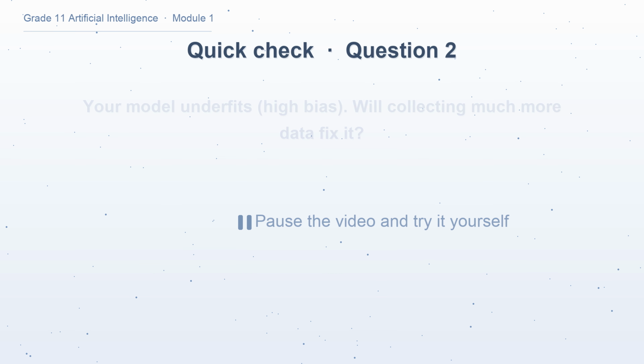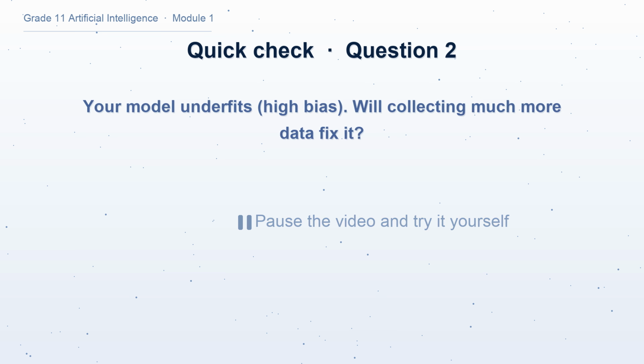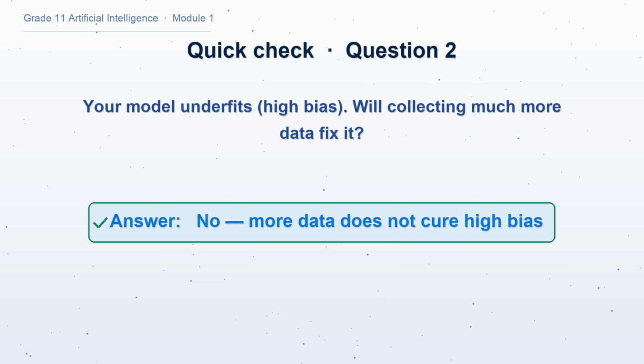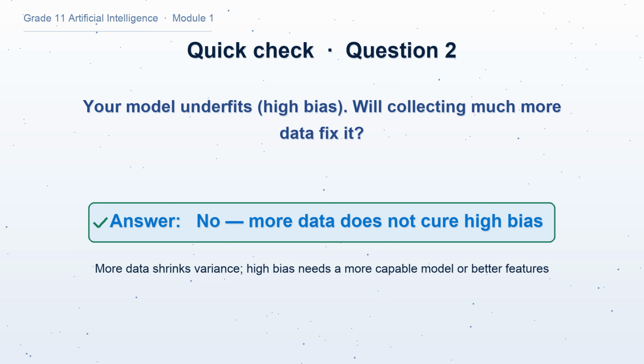Question 2. Your model is underfitting with high bias. Will simply collecting much more data fix it? No. More data shrinks the gap caused by variance, but it cannot rescue a model that is too simple to capture the pattern. To cure high bias, you need a more capable model or better features for it to learn from.